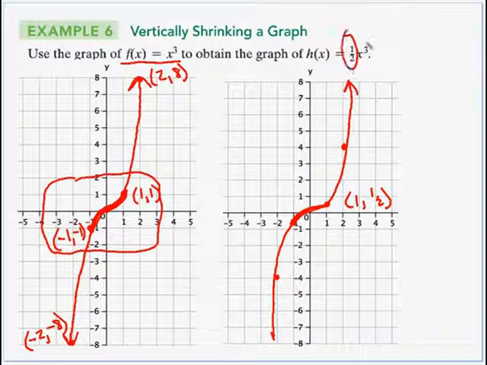Take this and apply it to your y values. Multiply by that. So here we cut our y values in half. All these points got knocked down halfway to the x-axis.